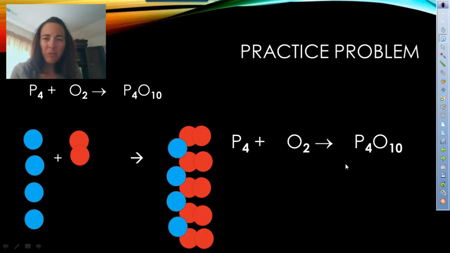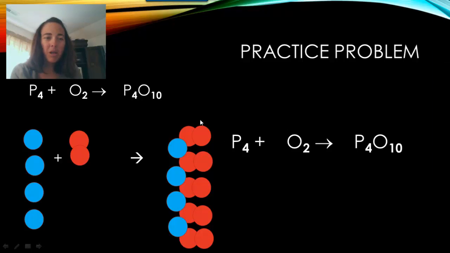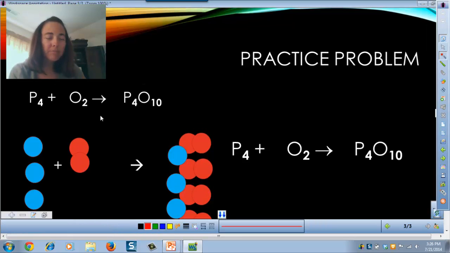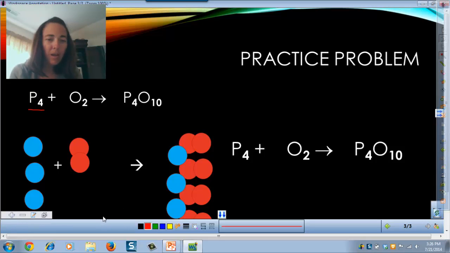Alright, let's look at another one. Now in this practice problem, I've already drawn out kind of the skeleton molecules for you. We have P4, which is 4 phosphorus atoms, and they are here. The 4th one, I believe, is hiding under this writing toolbar. Then I have 2 oxygens located there, and then my product is P4O10. So I have 4 blue phosphorus atoms and 10 red oxygen atoms.